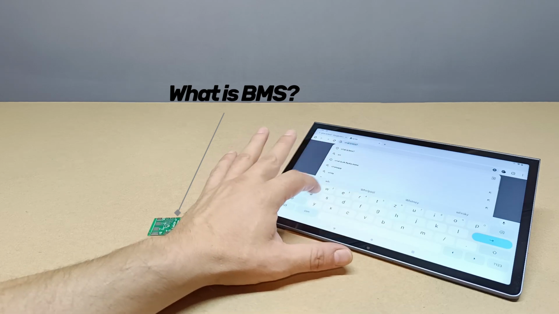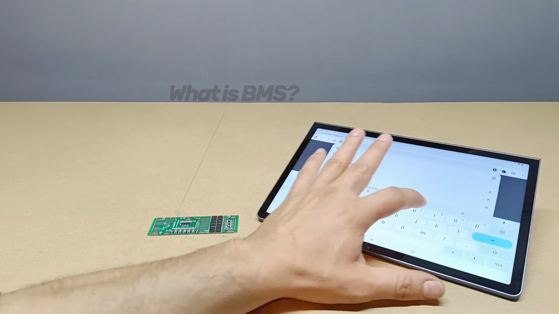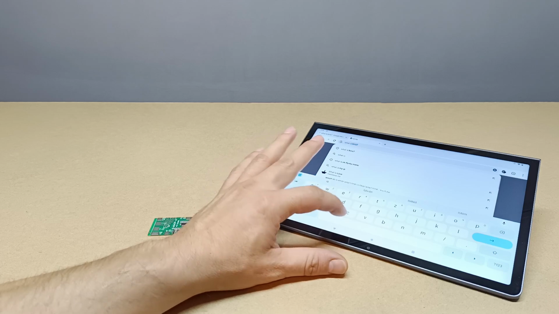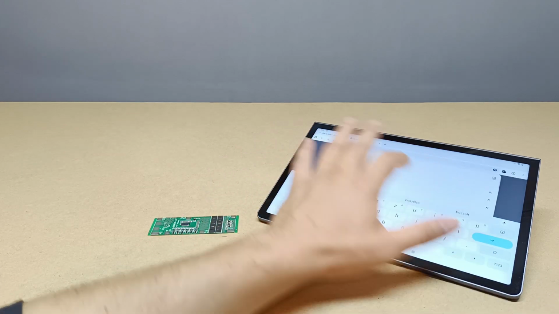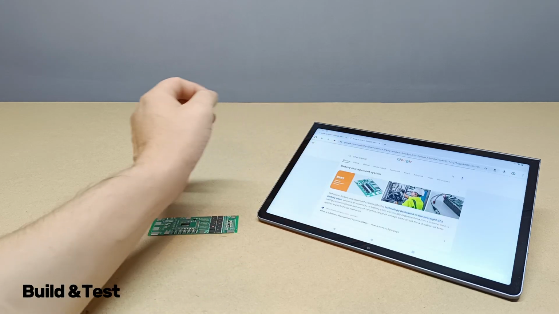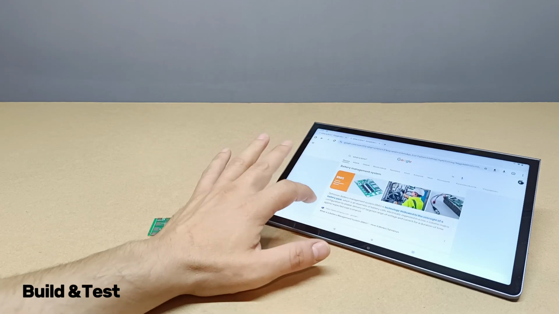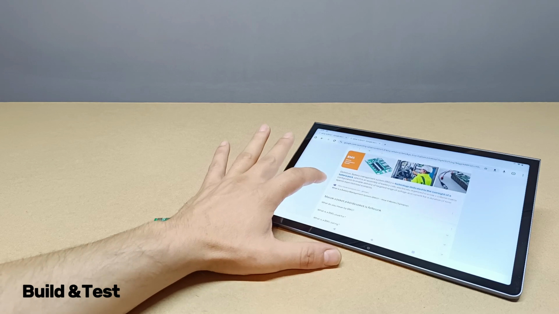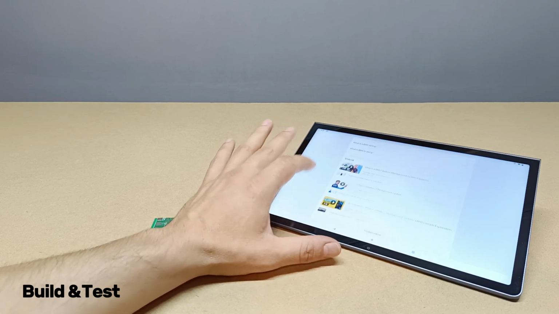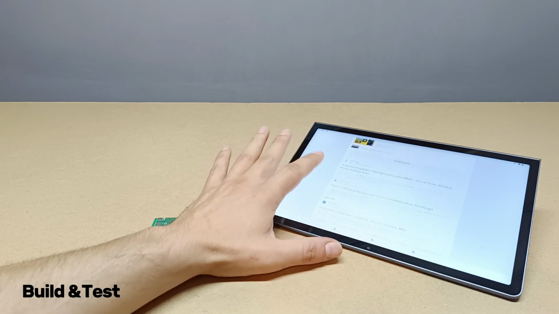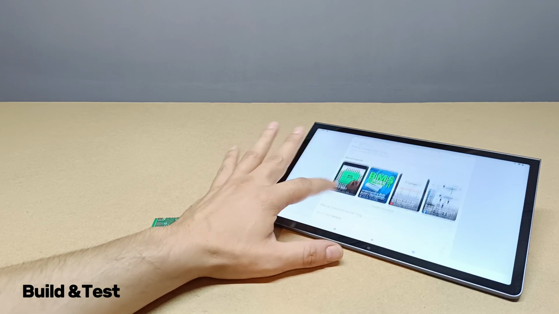A BMS, battery management system, is an electronic system used to manage and monitor batteries. Its primary goal is to optimize battery performance, extend its lifespan, and ensure safe operation. BMS is particularly important for lithium-ion batteries, which, despite their advantages, are sensitive to overcharging, overvoltage, overheating, and excessive discharge.